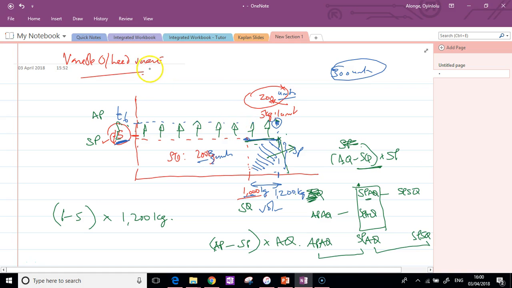I'll talk about the variance in the next video. But this is variable. The idea of variable means that it changes with volume. So you shouldn't be surprised that, the same way you can analyze material and labor when we're using more or making more units, you can do that with variable overheads, because they also change with volume. We expect them to change, technically, with volume, and possibly with price as well, in terms of the cost of the resource.